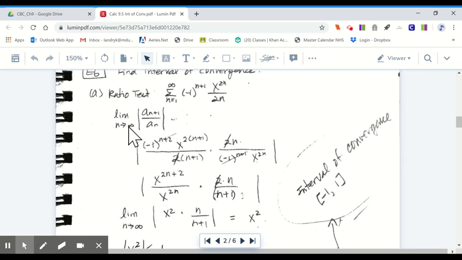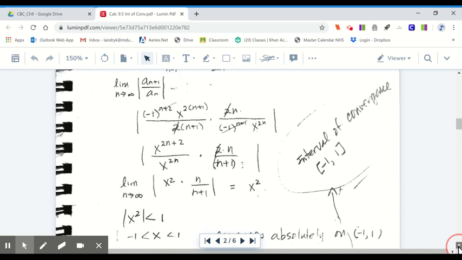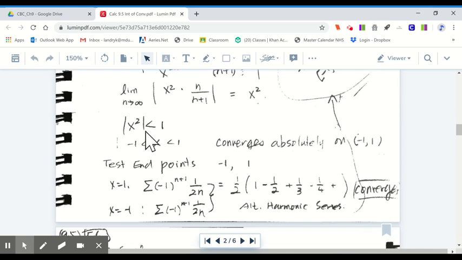First, you do the ratio test, which tells us that the limit of the ratio, x squared, is less than 1, which gives us the interval of convergence between -1 and 1, open interval. So we say the series converges absolutely on the open interval between -1 and 1. And the next step is to test the endpoints. What happens at -1 and 1?